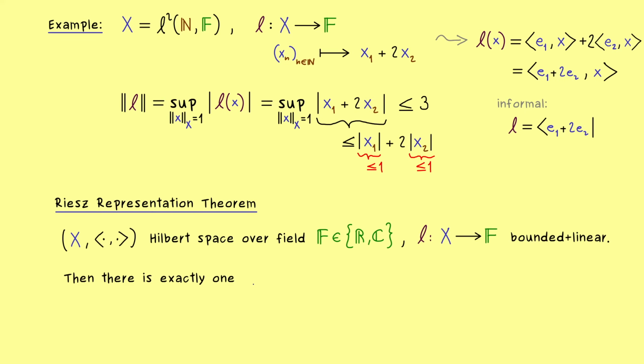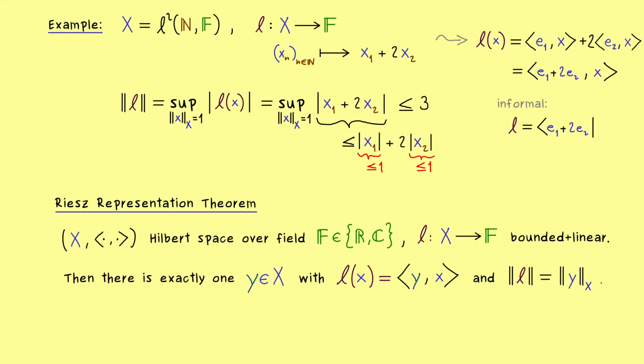And now the conclusion is that this functional is represented by a vector y in X, and this one works in a unique way. So we have existence and uniqueness for this element y. And moreover, the claim is now that L of x is equal to the inner product of y with x. So x is still our variable here, but y is fixed by our linear functional L. And in addition, we also get that the operator norm of L is exactly given by the norm of y in X. So you could say that this representation also conserves the norm.